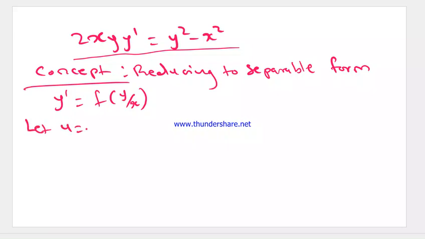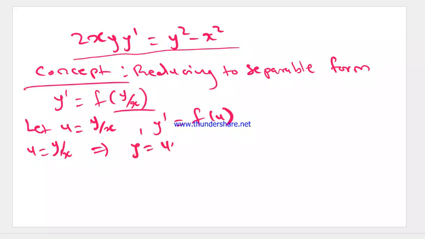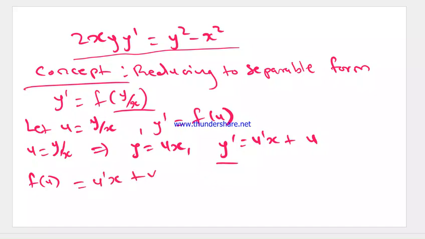So how does that work? Let u equal y over x. That means our y prime becomes a function of u. So u is equal to y over x, which implies y is equal to ux. If we differentiate that, y prime is equal to u prime x plus u. So our function of u, which is our y prime, is now equal to u prime x plus u.